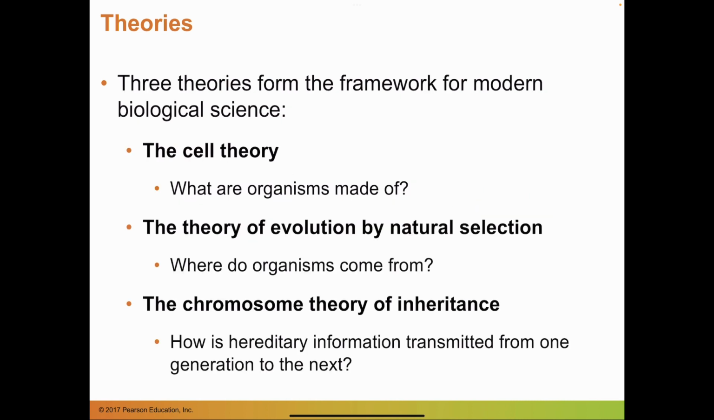So some of the theories that you are going to be learning about this semester, first of all, cell theory. Okay, so this is one that in that video that was spoken about is what are organisms made up of. So we've got the cell theory. Then we have the theory of evolution by natural selection. Where do organisms come from and how are they evolving? And then the chromosome theory of inheritance. So how is hereditary information transmitted from one generation to the next? So how are we passing on our genes to our offspring and so forth?